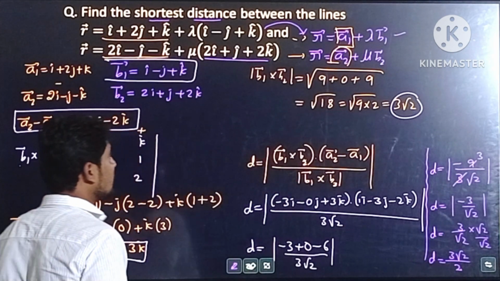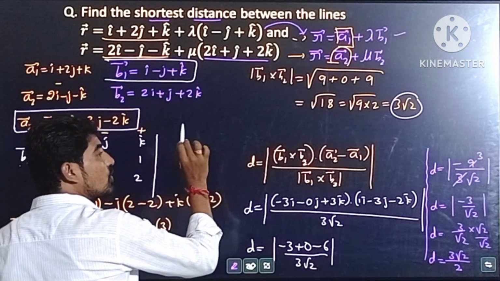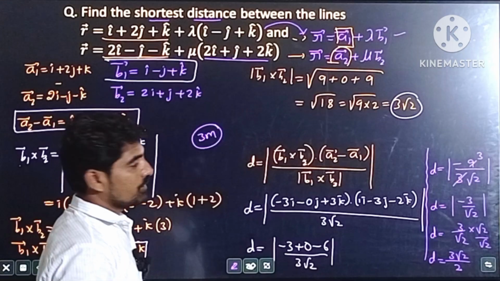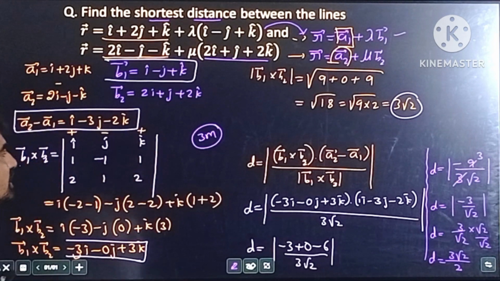I hope all of you understood. And this is a most important question, many times asked in your annual examination for 3 marks. I hope all of you understood this question.